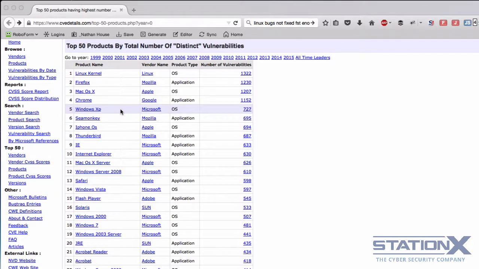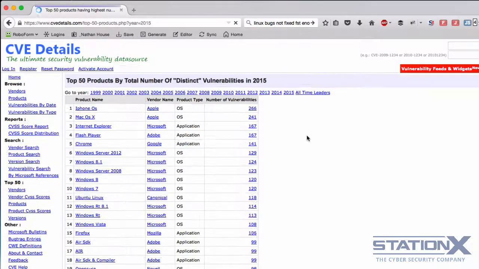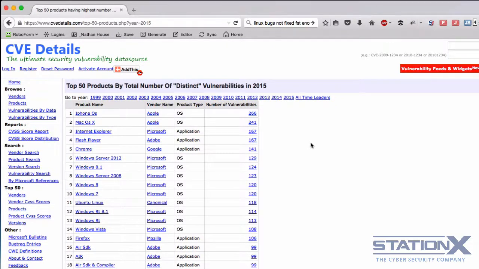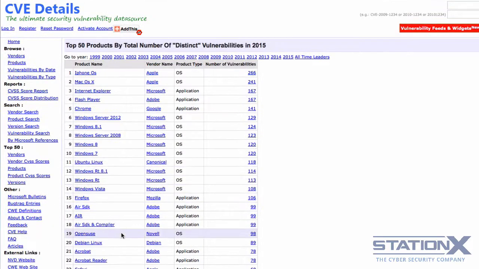And then we have XP here. But this is over history. We care about now what's going to happen in the future. So if we look into 2015, interestingly, we have the Apple operating systems at the top, Mac OS X, and then a little bit further down we have all of the Windows platforms, and then we have here the Ubuntu Linux, and going further down we have other Linux platforms.